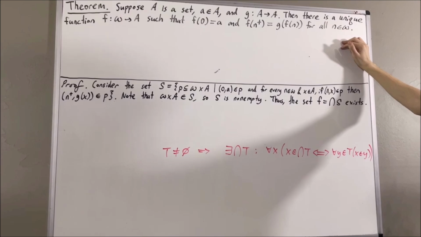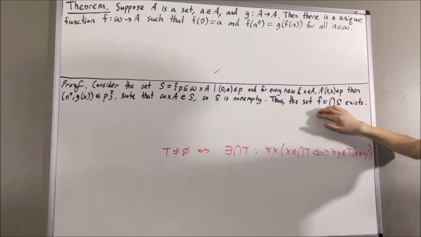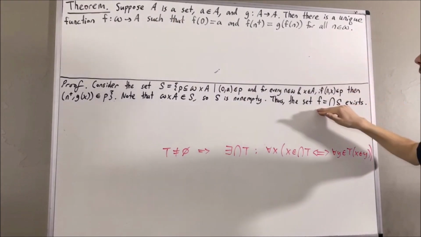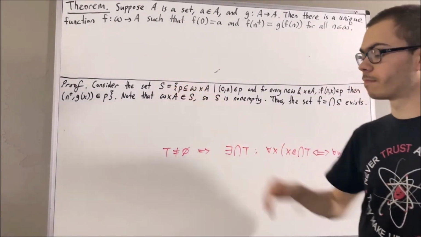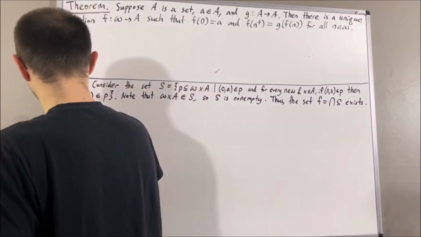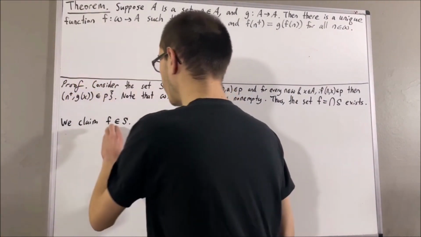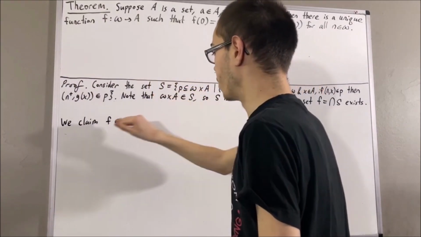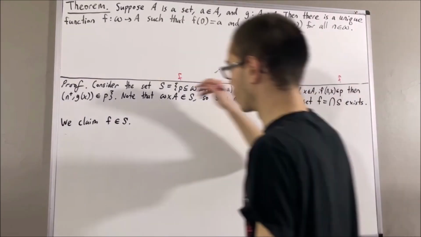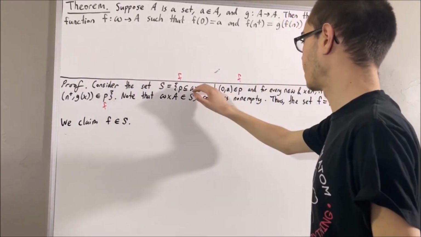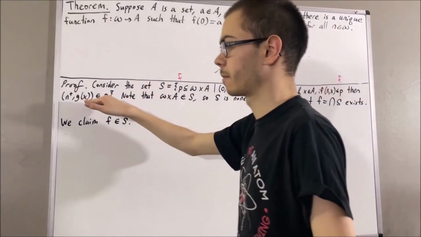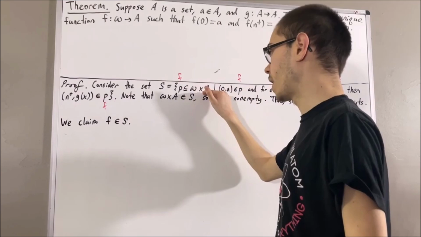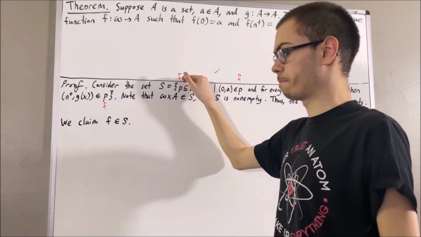Now, before we get into showing that F satisfies any of these properties, we're first going to show that F is an element of S. To show that F is an element of S, well, in the definition of S, let's replace P with F. So we want to show that F satisfies these three properties. Let's first show that F is a subset of omega times A. To prove that, let's consider an arbitrary element of F. I'll call it P.